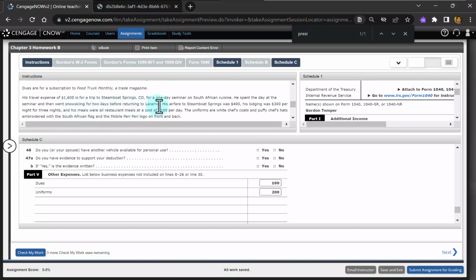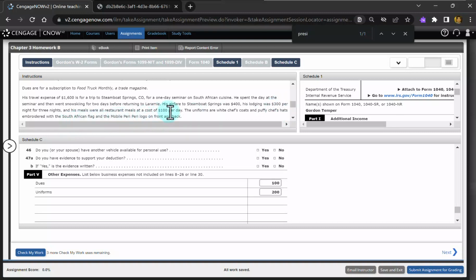1600 is coming from the one-day seminar. The airfare was 400. Again, we cannot deduct any of that because most of the days, 2 out of the 3 days, was for vacationing or recreation, yeah? So none of this 400 is deductible. Lodging was 300 per night. So he spent 1 day at the seminar, so we get to deduct one night of $300.